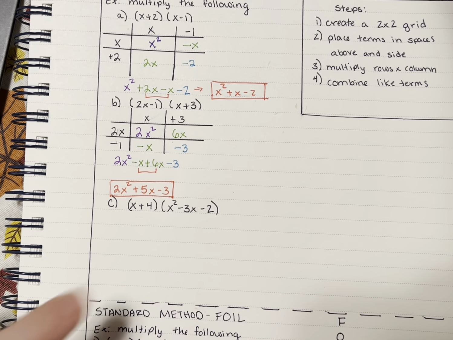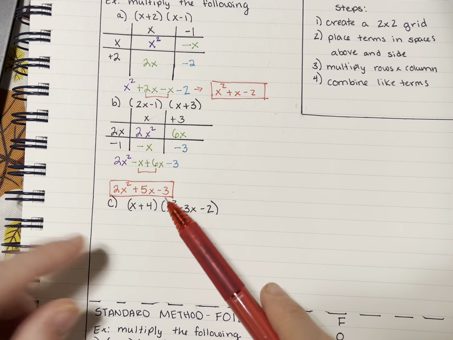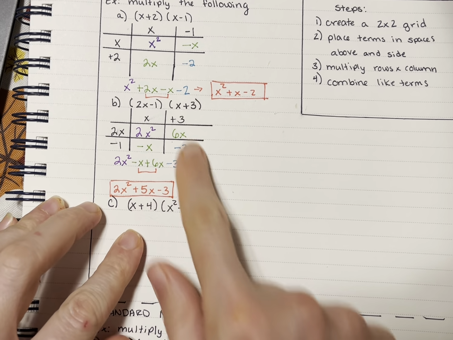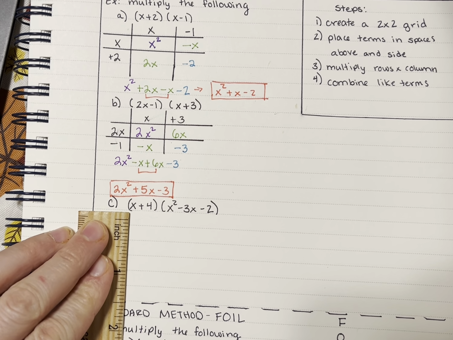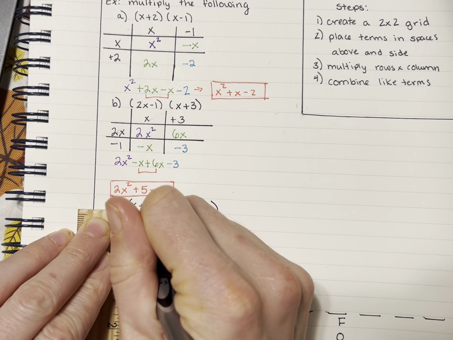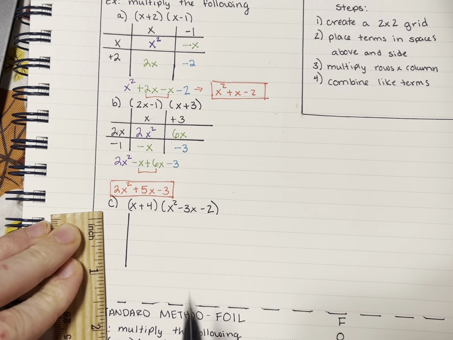But what if we had a binomial by a trinomial? When we were working with algebra tiles, we couldn't do this because the biggest that our algebra tiles went up to was x squared. But because we're using this box method, it's the same idea as the algebra tiles, but this will allow us to go higher than x squared. We could technically go up as high as we wanted to, but we're going to try to be efficient about it.